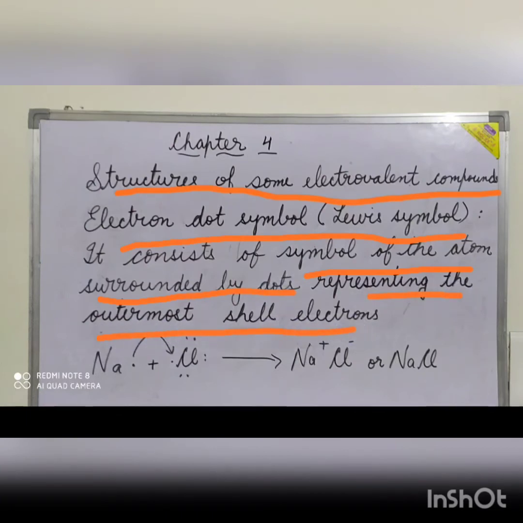outermost shell of electrons. So the electron dot symbol for the formation of sodium chloride is Na, you can see the dot, plus Cl with the 7 electrons in the outermost shell, and showing the transfer of the electron, forming Na+ Cl-, or you can write it as sodium chloride, NaCl.